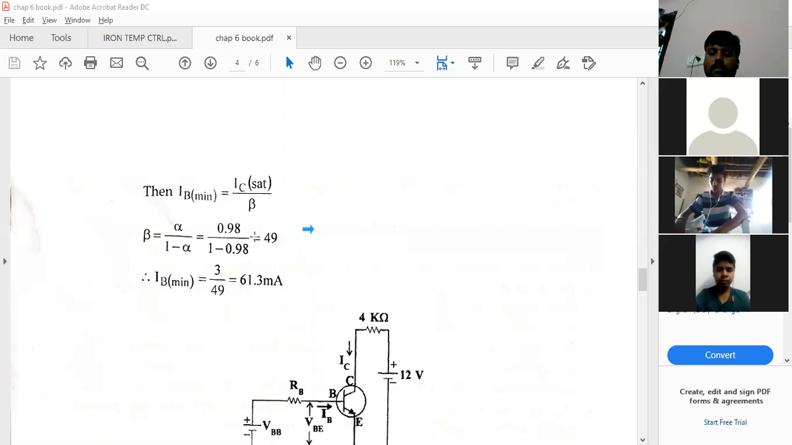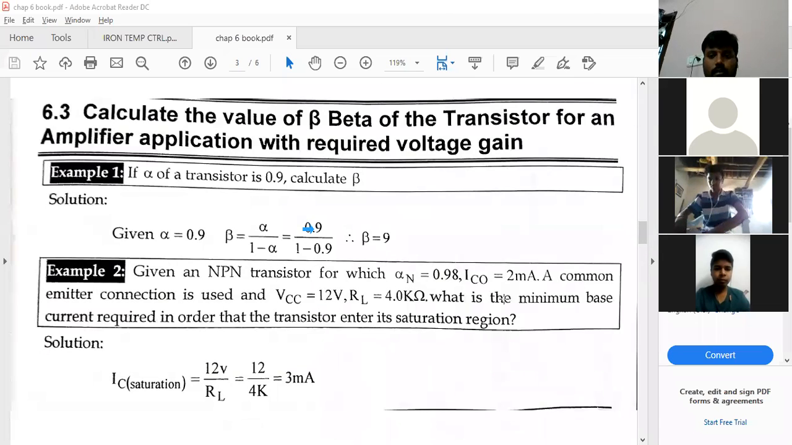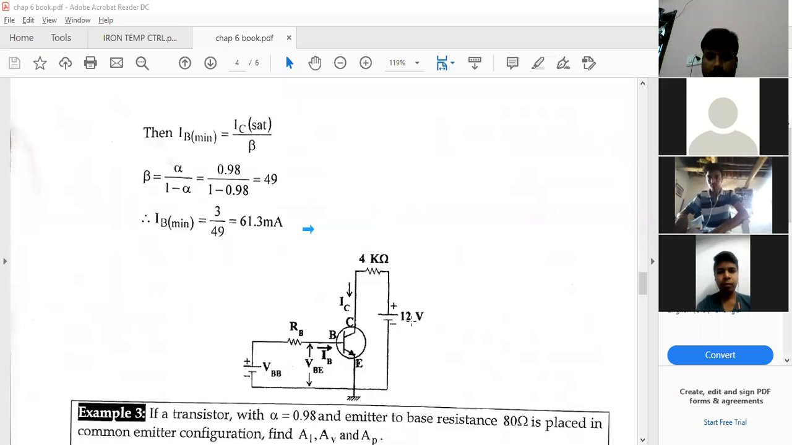Okay, the answer is 49. Now I am going to calculate the IB value, the base current required. So that is the question now. What is the question? The minimum base current required in order for the transistor to enter into the saturation region. To operate the transistor in the saturation region, what is the base current required? That is the question. Okay, so the base current I need to calculate.